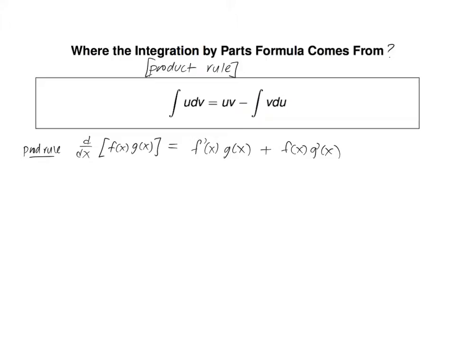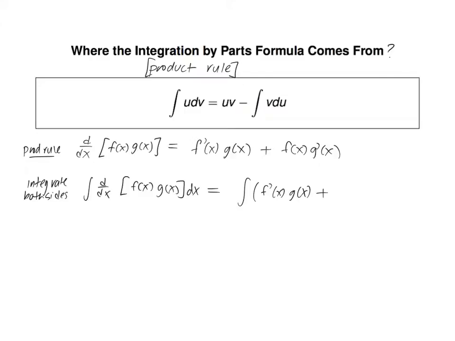Now what we're going to do is we're going to take that product rule and we're going to integrate both sides. So integral of the derivative of f of x, g of x, dx equals integral of f prime of x, g of x, plus f of x, g prime of x, dx.